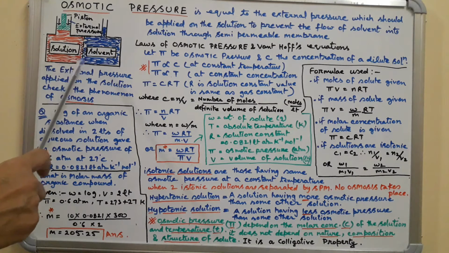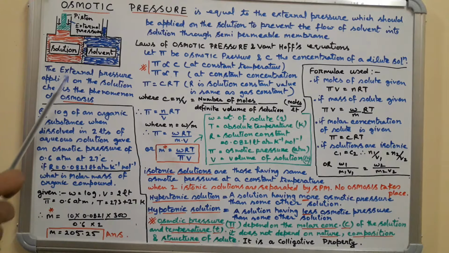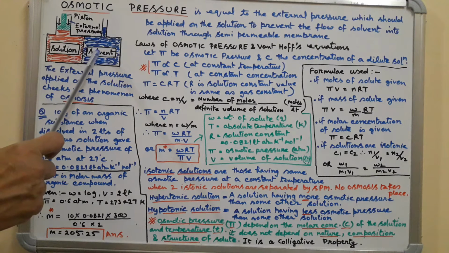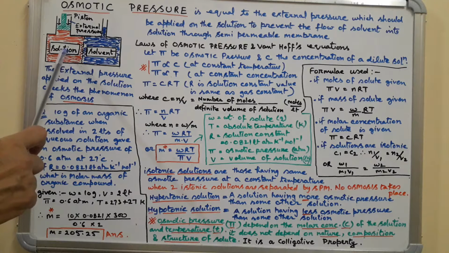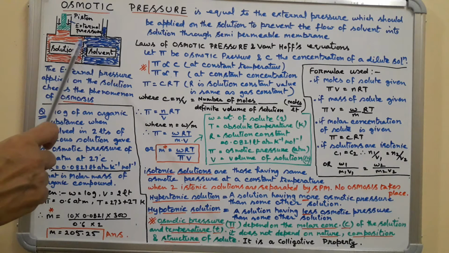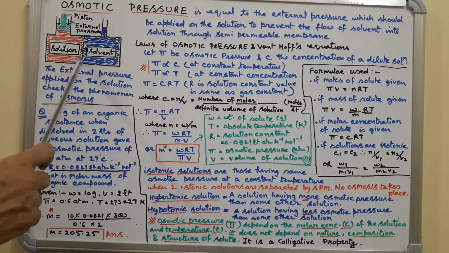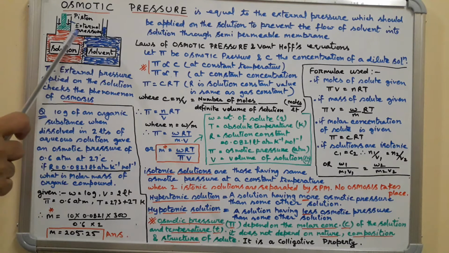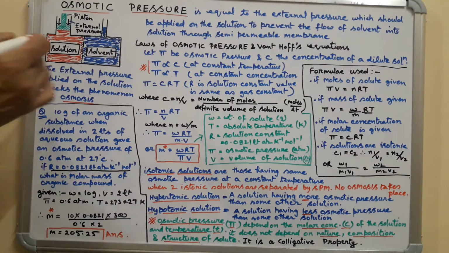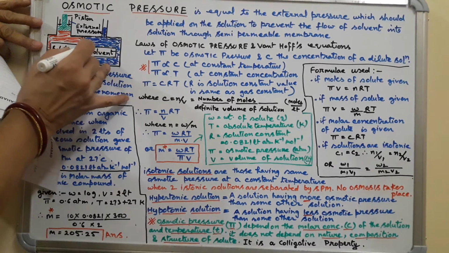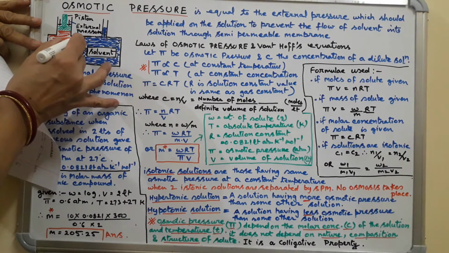This is the diagram given. Osmosis is a spontaneous process and involves the flow of solvent from a dilute solution or solvent to a more concentrated solution when the two are separated by a semi-permeable membrane. Here it is a semi-permeable membrane and the solvent molecules are passing from here to there. You have already learned this in the last video, but I would like to show it again, that how it happens. The solvent molecules are passing from here to there.